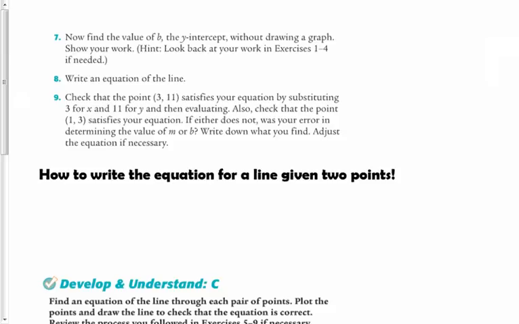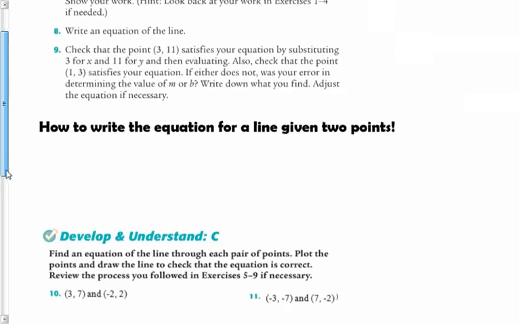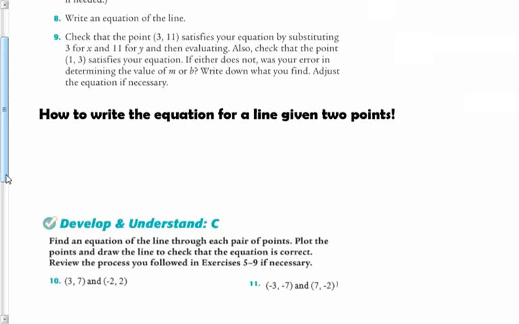All right, sometimes we're going to have a situation where we are given 2 points, and we need to write the equation. So I'm going to do that right now. I'm just going to pick 2 points: (2, 5) and (5, 11).